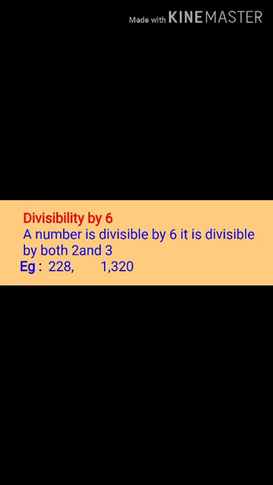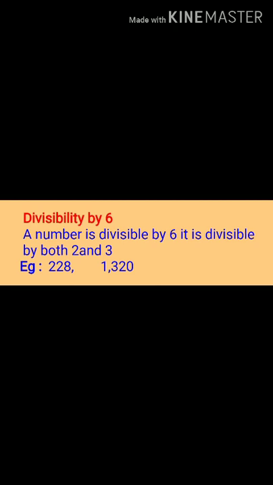8 plus 2, 10. 10 plus 2, 12. In this number 228, the sum of the digits is divisible by 3, so it is divisible by 3 also. So 228 is divisible by 2 and also 3. That is why 228 is divisible by 6 also.